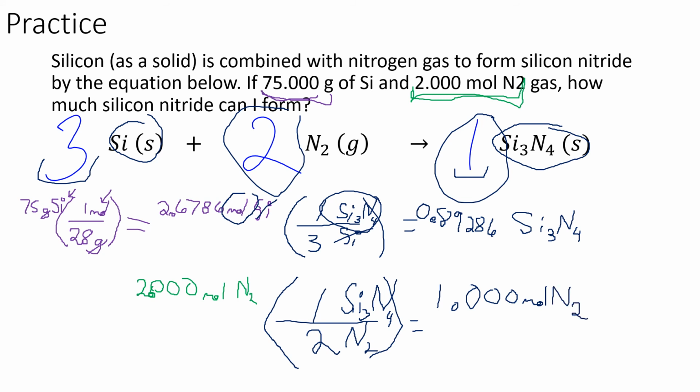Now, for the really easy part, what you do is you say, well, let's see. This value says it produces less, a more limited amount. Therefore, this one is the true value that I expect to be produced, and my silicon ends up as my limiting reactant.